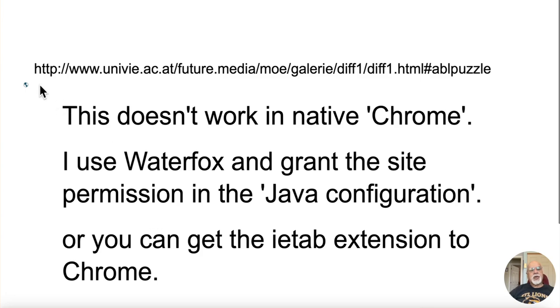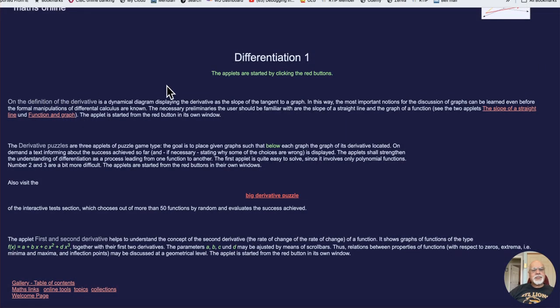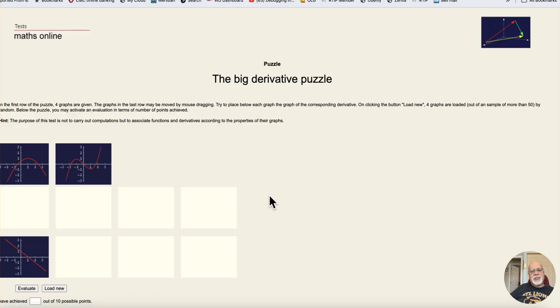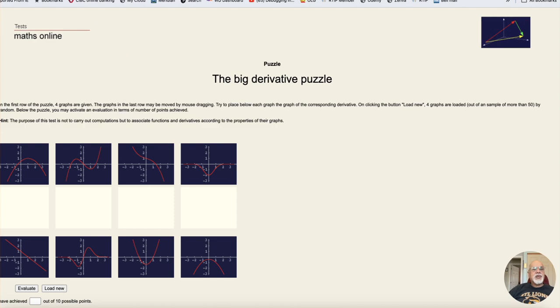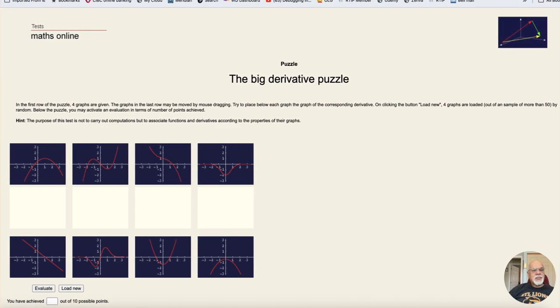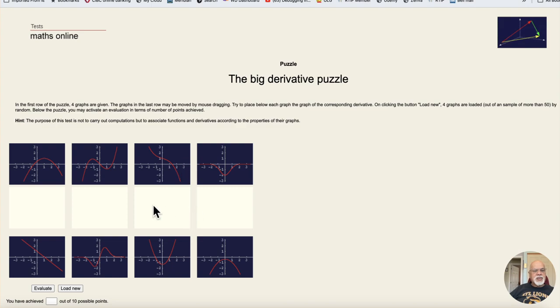Either one should work. So if I click on this link here, they used to have some interesting puzzles on here, but the only one that seems to be working now is this big derivative puzzle. The idea here is they've shown 4 graphs in the top row, and the 4 graphs at the bottom represent their derivatives, but not in order. And so you have to place them by taking and dragging them.